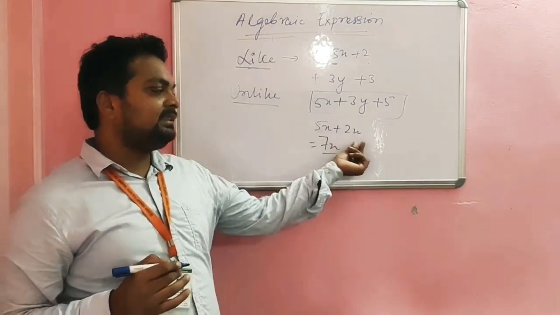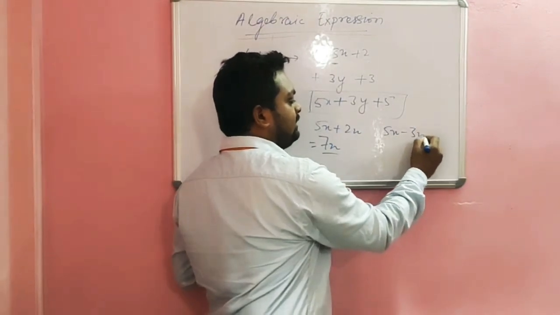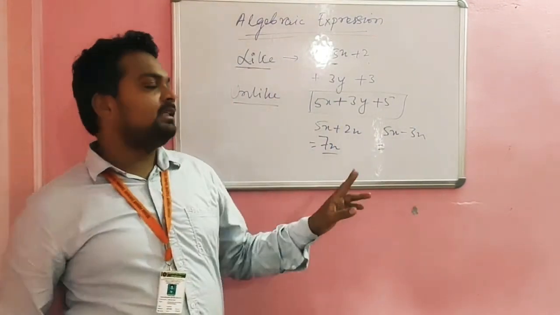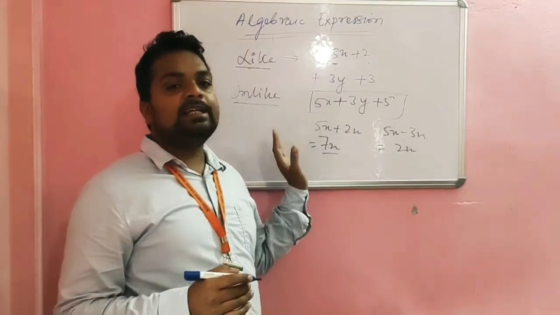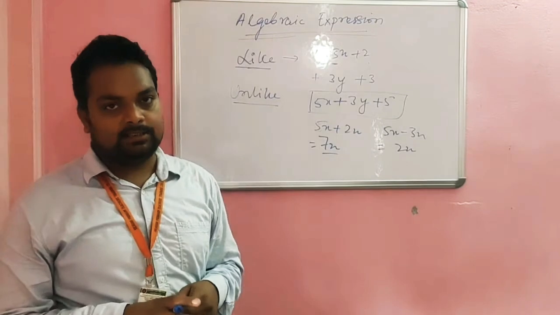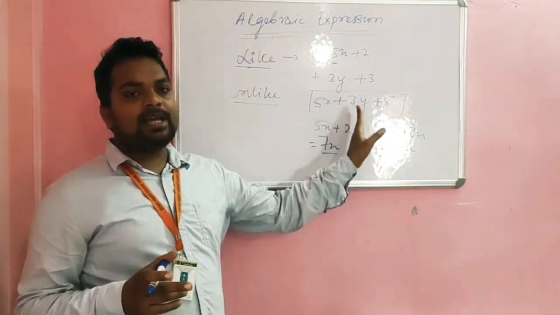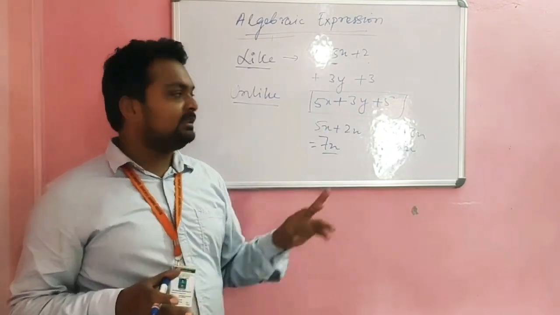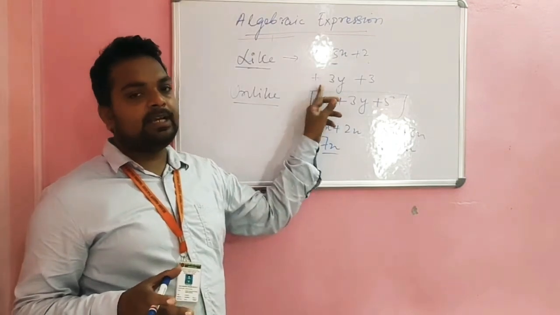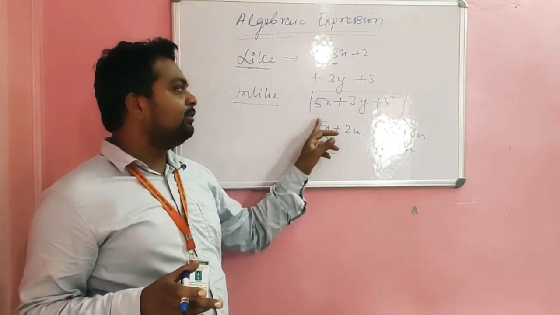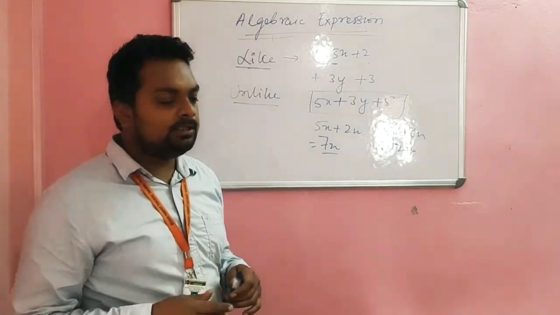So x and x are two like terms, so we can add them, and we can also subtract them, like 5x minus 3x. So 5x minus 3x is equal to how much? It is 2x. Like this, we can add or subtract only the like terms. We cannot add or subtract the unlike terms. If we try to add 5x with 3y, it can be written only like this: 5x plus 3y plus 5. It cannot be added like 5 plus 3 is 8xy. Okay, so just make it clear to you.